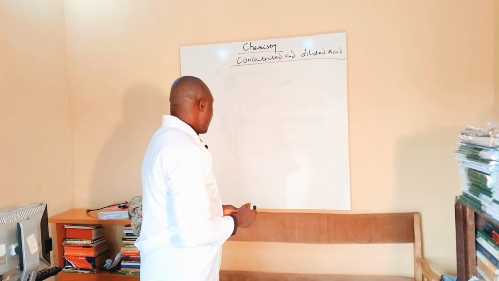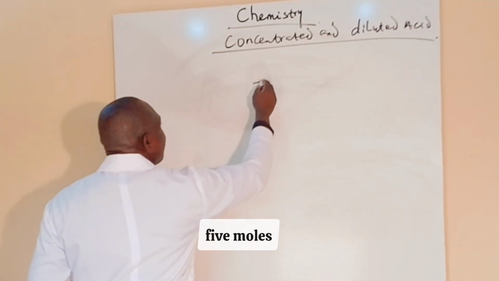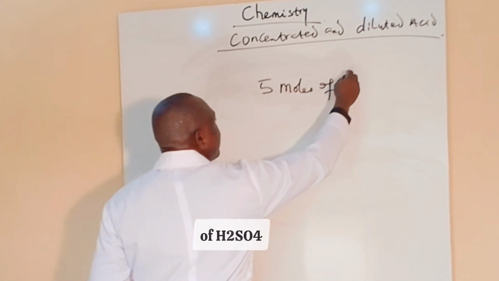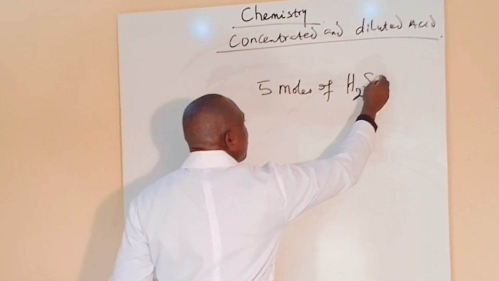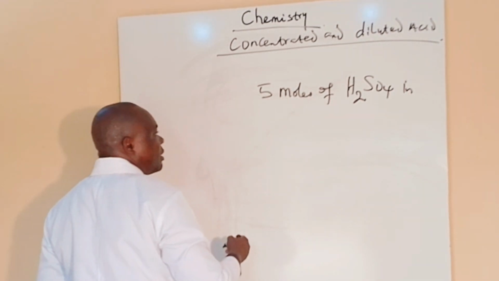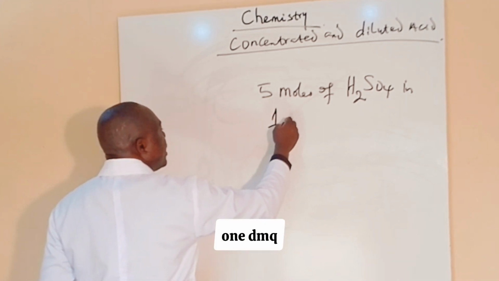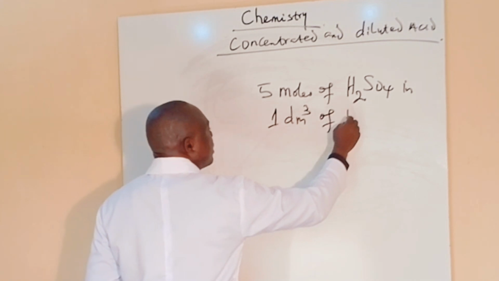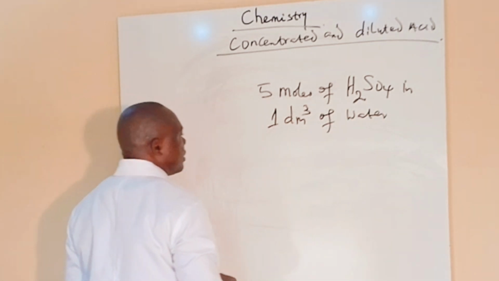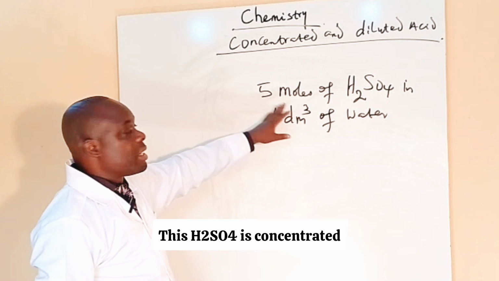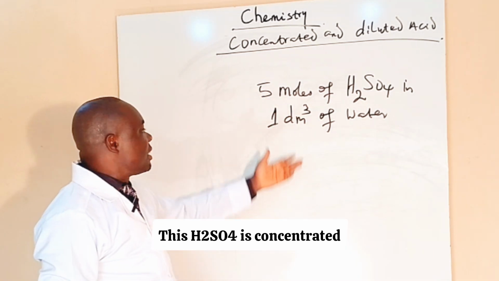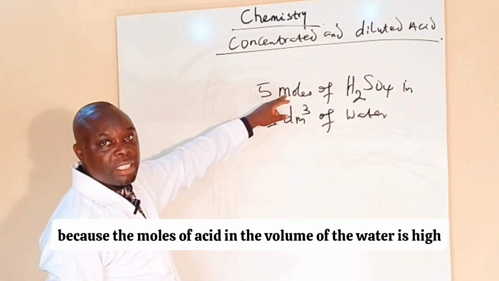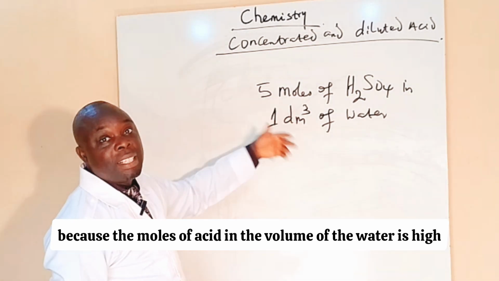For example, if I have 5 moles of H2SO4 in 1 dm cube of water, this H2SO4 is concentrated because the quantity, the moles of acid in the 1 dm cube of the water is high.